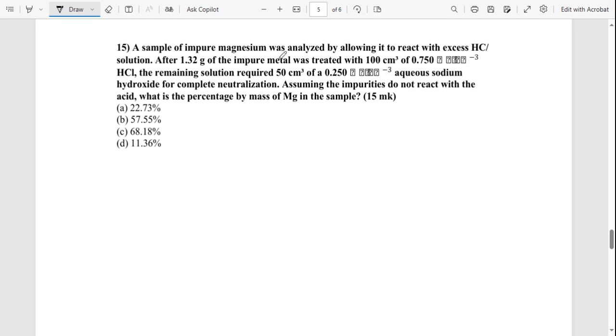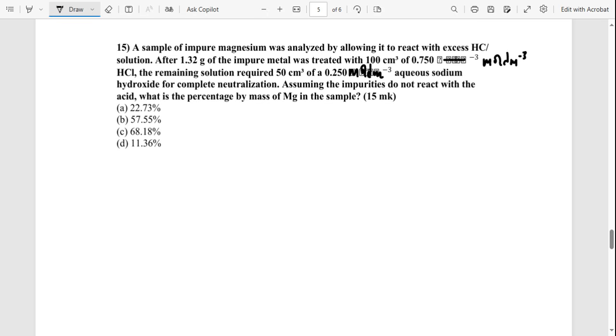So a sample of impure magnesium was analyzed by allowing it to react with excess hydrochloric acid solution. After 1.32 grams of the impure metal was treated with 100 cubic centimeters of 0.75 mole per cubic decimeter of hydrochloric acid, the remaining solution required 50 cubic centimeters of 0.25 mole per cubic decimeter aqueous sodium hydroxide for complete neutralization. Assuming the impurities do not react with the acid, what is the percentage by mass of magnesium in the sample?